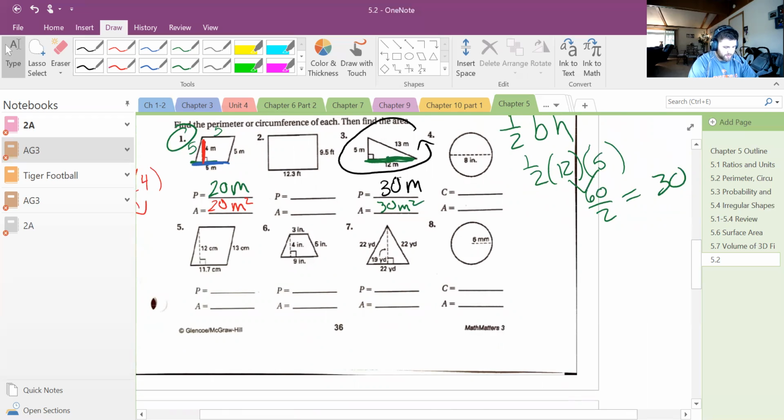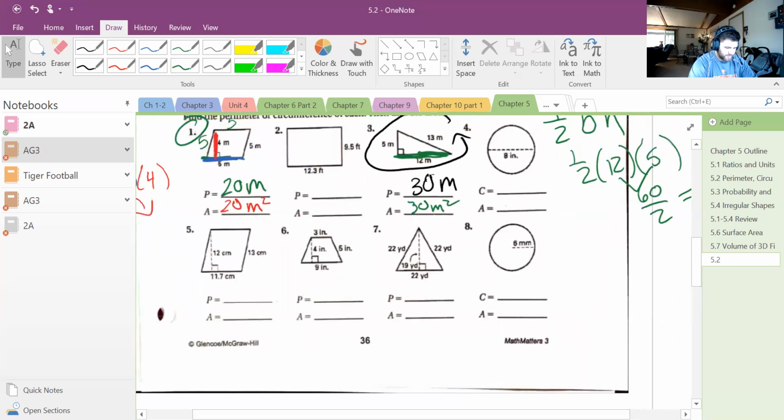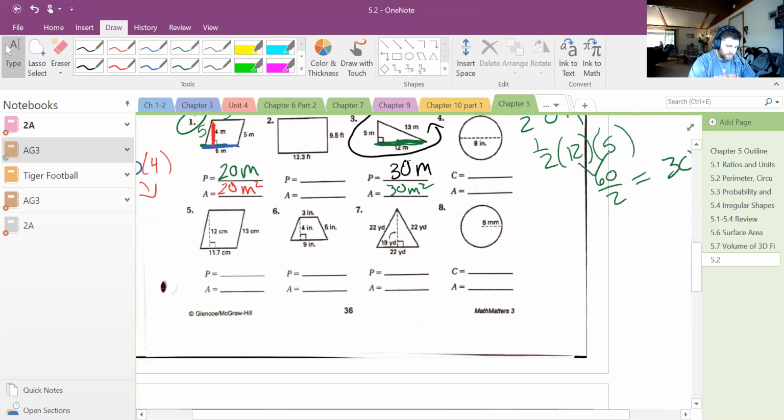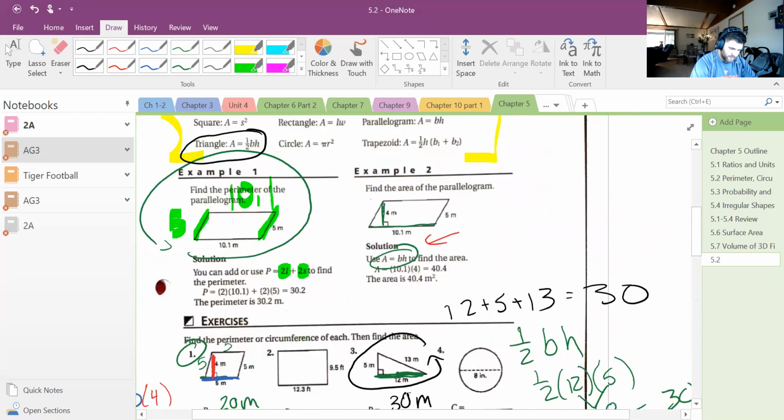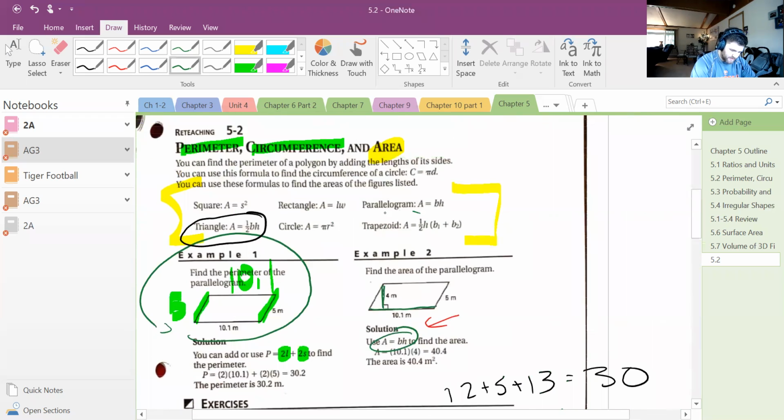Let's do another one. Trapezoid. Let's go to the 6. Okay, perimeter of a trapezoid. Remember, these legs are the same. So this is 5. This is also 5. Okay, so it's going to be 5 plus 5 is 10 plus 12, which is what, 22? 22 inches. And the area of a trapezoid is right here.